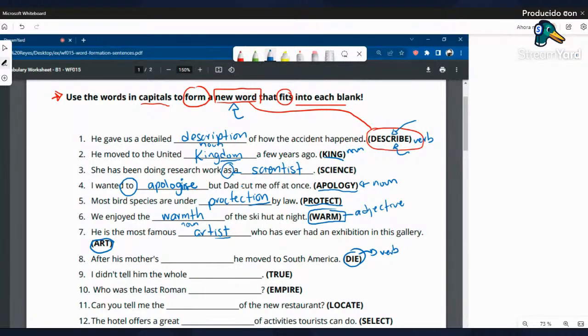And what we need here is the noun of die. How can we make the verb into a noun? This word, how can I change it to a noun? Well, there is a way. It's: after his mother's death, he moved to South America.